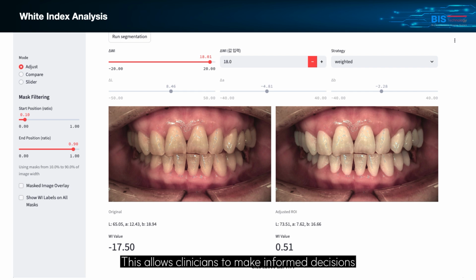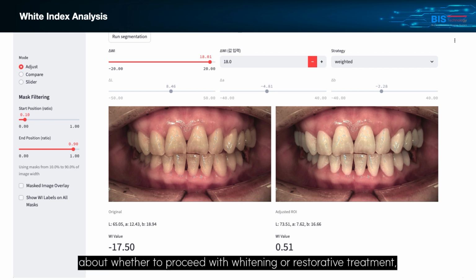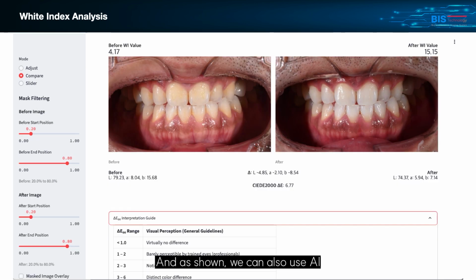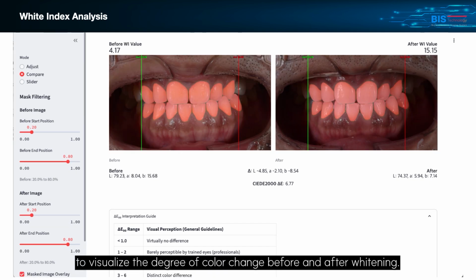That's because when we use BLIS technology, we can present both fluorescence and white light images simultaneously. This allows clinicians to make informed decisions about whether to proceed with whitening or restorative treatment by observing natural tooth cracks or caries visible in the fluorescence image. So, incorporating white light image analysis alongside fluorescence data provides a more comprehensive and efficient diagnostic approach. And as shown, we can also use AI to visualize the degree of color change before and after whitening.